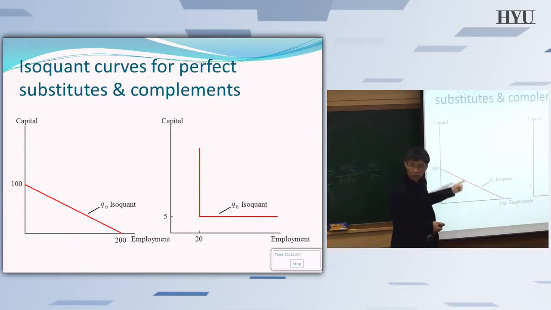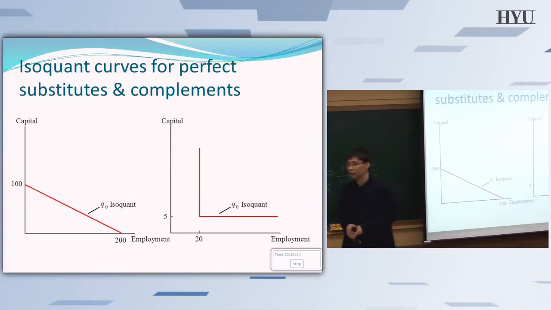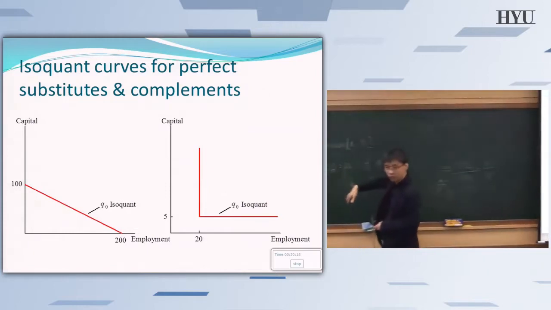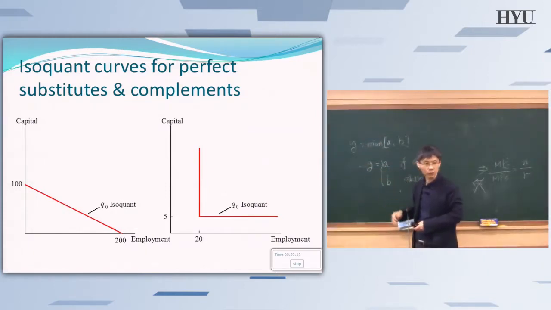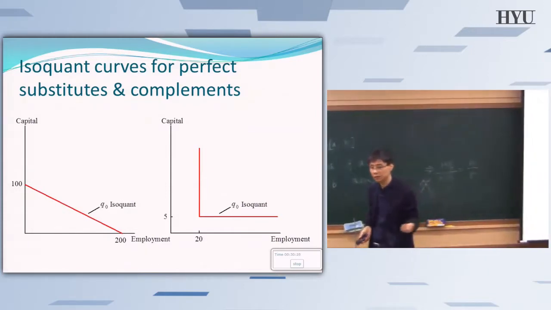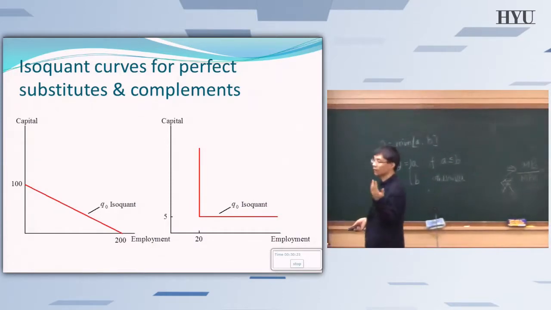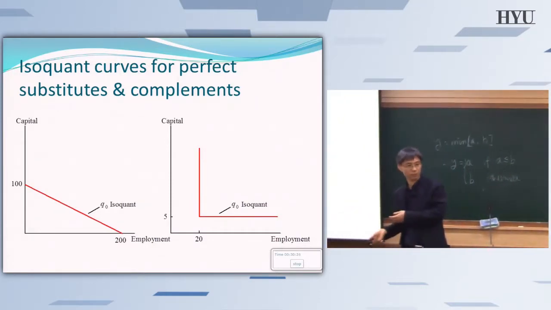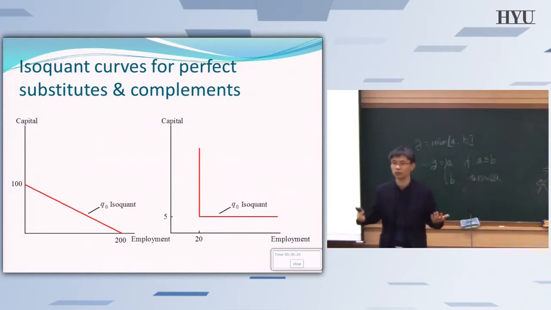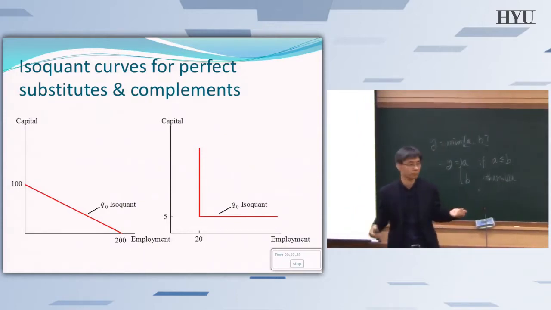usually when we draw an isoquant curve, the shape is basically in between, right? It's not perfect substitutes, not perfect complements. Basically, it's a nice looking curve. It's in between. So in these cases, it's not perfect substitutes. It's a mix of the two in between.